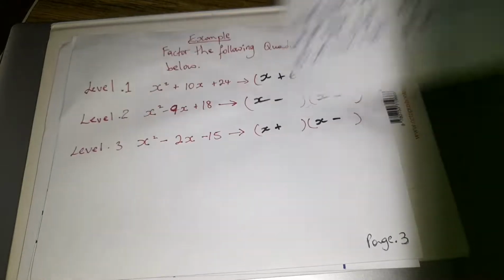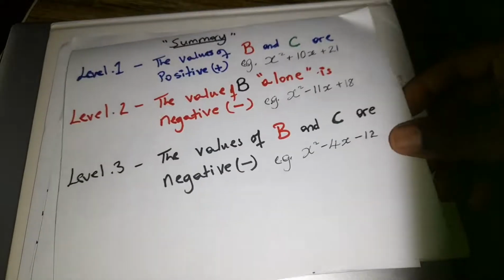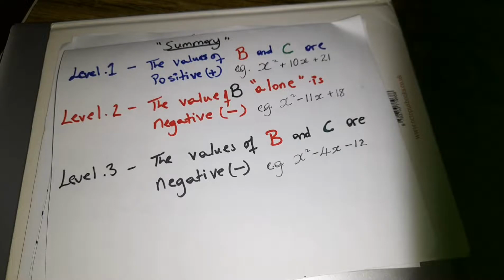Let us see if we can summarize. Level 1, the values of b and c are positive. Example, x squared plus 10x plus 21. Level 2, the value of b alone is negative. Example, x squared minus 11x plus 18. And level 3, the values of b and c are negative. Example, x squared minus 4x minus 12, where b is negative 4 and c is negative 12.